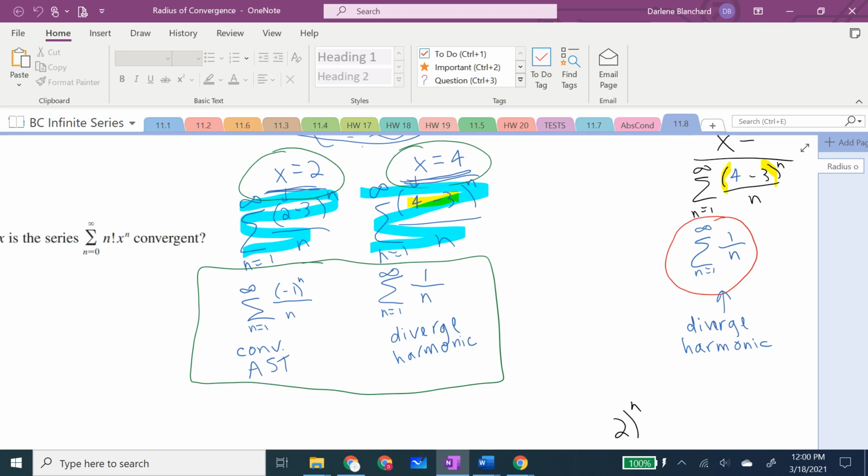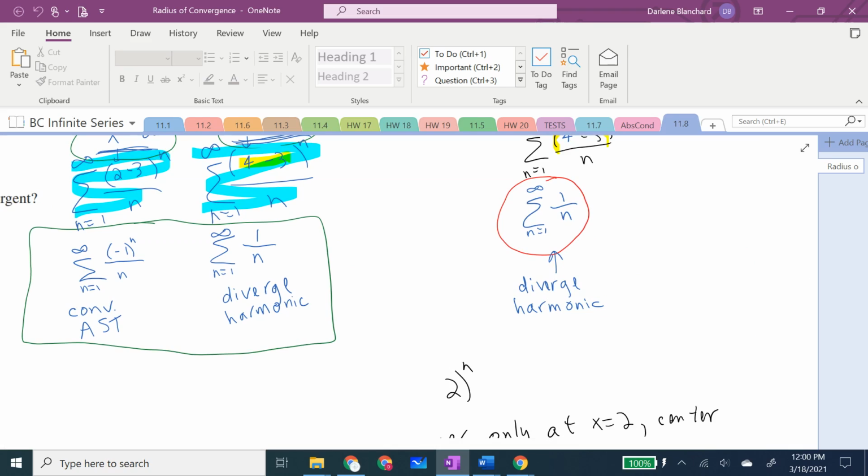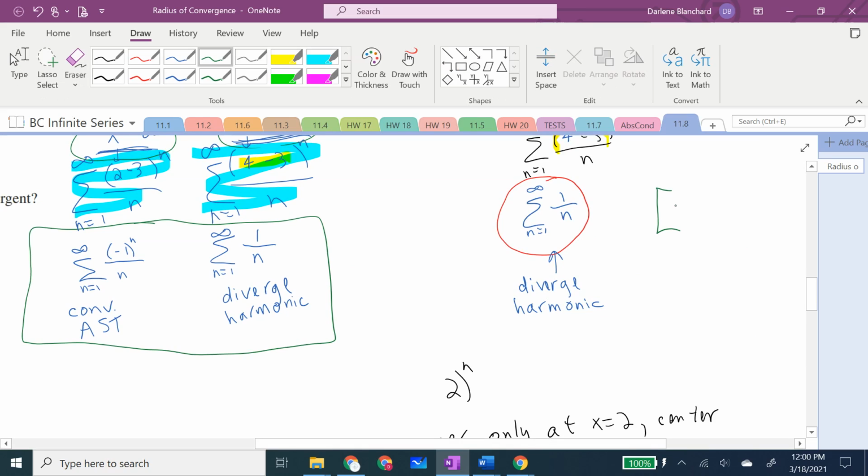The answer is inclusive of 2 to 4, non-inclusive of 4. You can write interval notation or you can write inequality. It doesn't matter which one you write. You don't need to write both. If you write both, they both have to be written correctly without making a silly error. So don't.